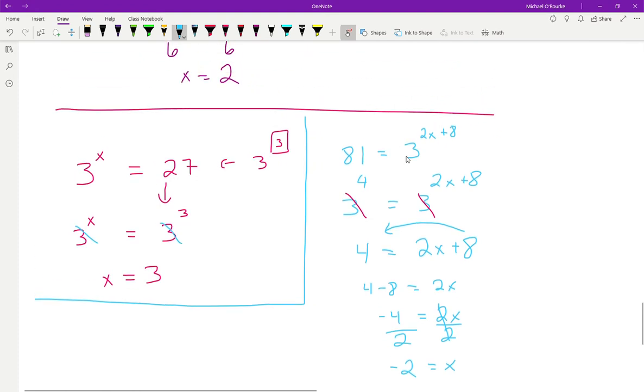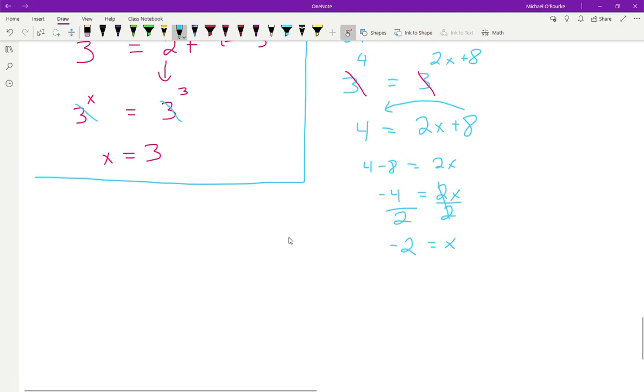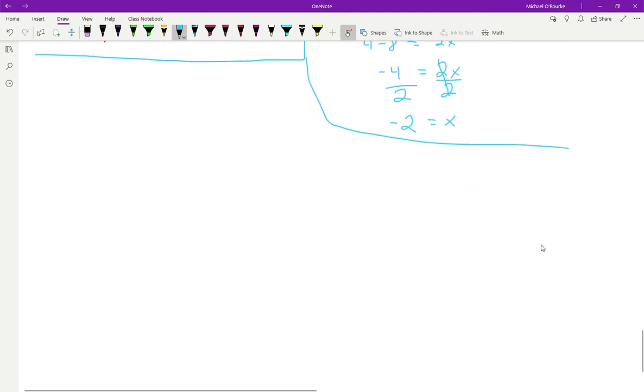So the big thing here, we make the bases the same. Then we get rid of our bases since they're the same. We can drop the bases. Wish I had music that would drop the bass as I said that. So let's do another one here.